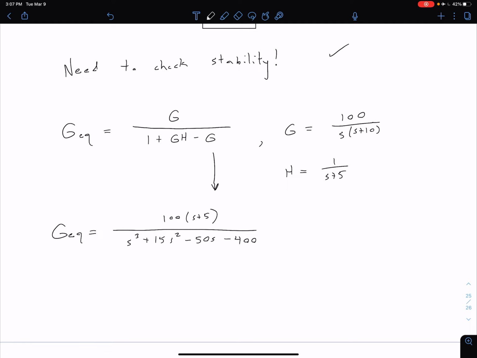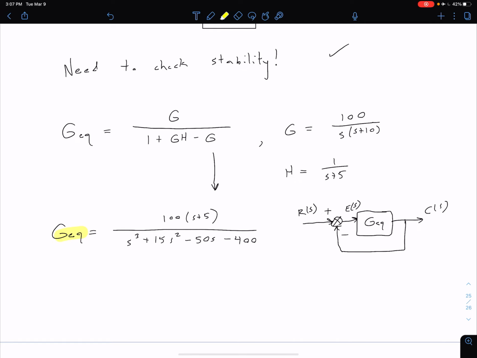Okay, now that we have our G_EQ, remember what this is: we have some system that has a G_EQ block and a summing junction, with our C(s). Now this is for a unity feedback system, so this represents a system that looks like this. That means we do have some error signal here, and we can go back and use all those techniques we talked about before when we were looking at unity feedback systems. We just have to use this G_EQ.